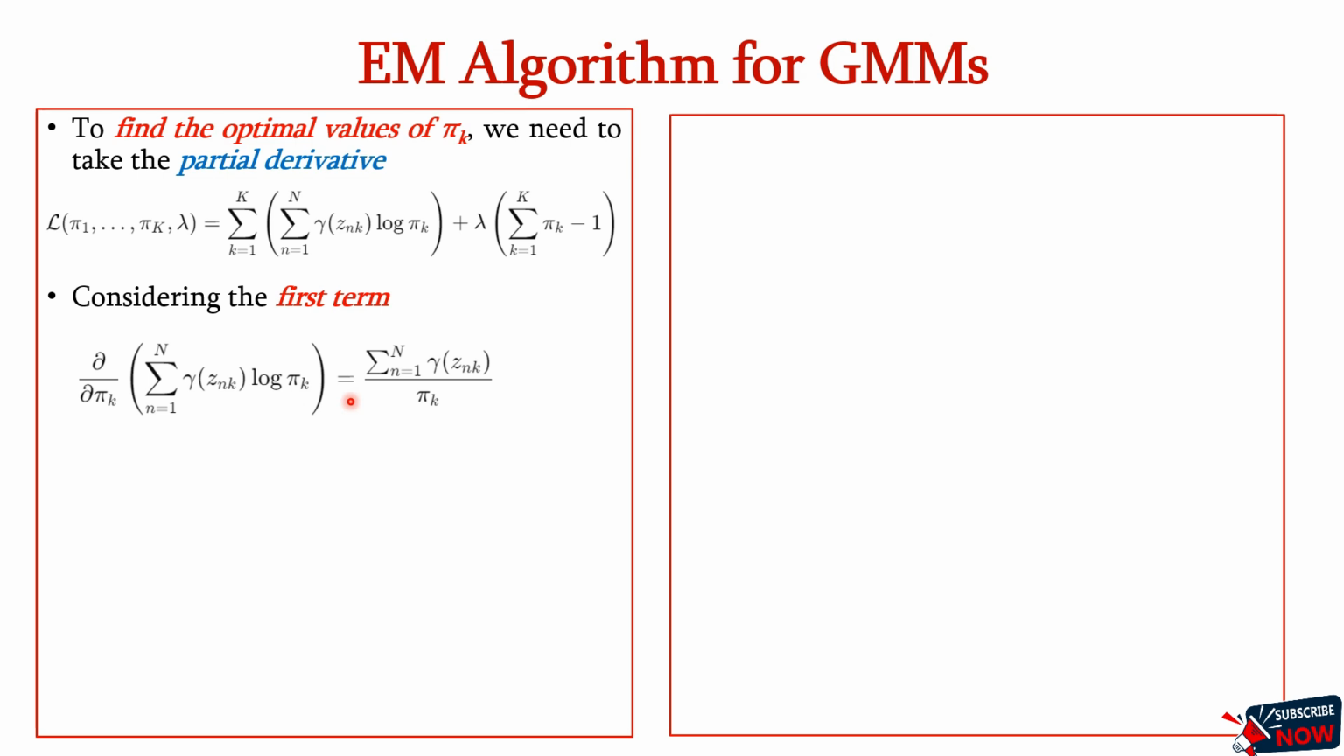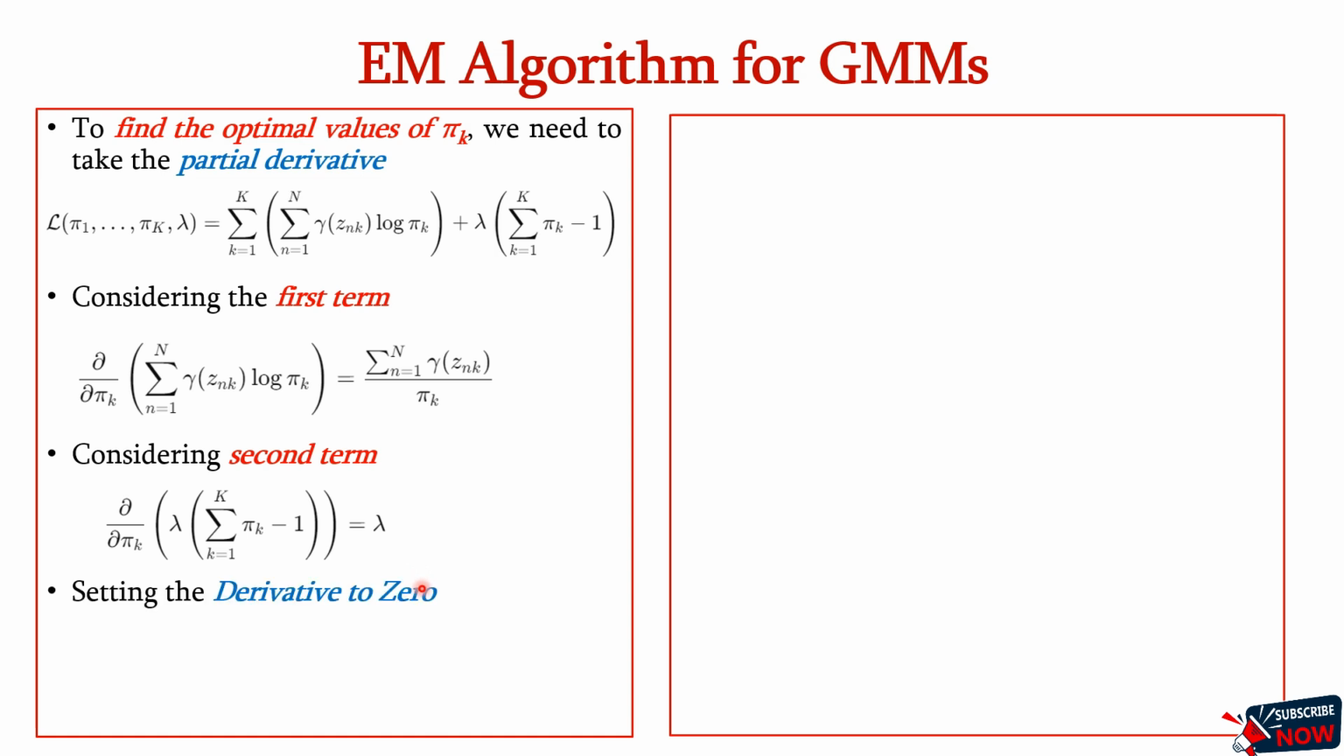If we apply the derivative with respect to pi k for this first term, this log pi k will become 1 by pi k. So it can be expressed as summation of n equal to 1 to N gamma of z and k divided by pi k. Now let us consider the second term. If we differentiate with respect to pi k, this pi k will become 1 and this constant will become 0. So we will be having only lambda as expressed here. Now let us combine these two terms and set the derivative to 0 as shown here.